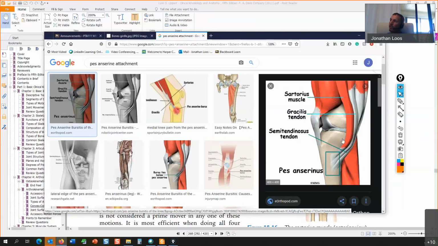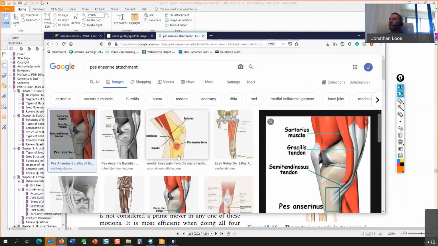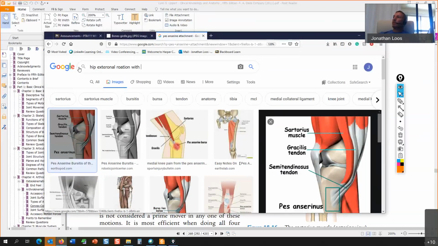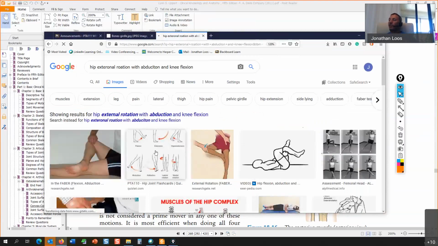And so the sartorius will be involved in knee flexion. It's called the tailor's muscle, the sartorius, because it does this combination. Let's see if we just do hip external rotation with abduction and knee flexion. Let's see if Google gets it. Yeah, right there. Perfect. So it does this. If you were to make a figure 4 with your leg, this motion right here, you see a little bit of hip flexion, you're getting some hip abduction, and you're getting external hip rotation.